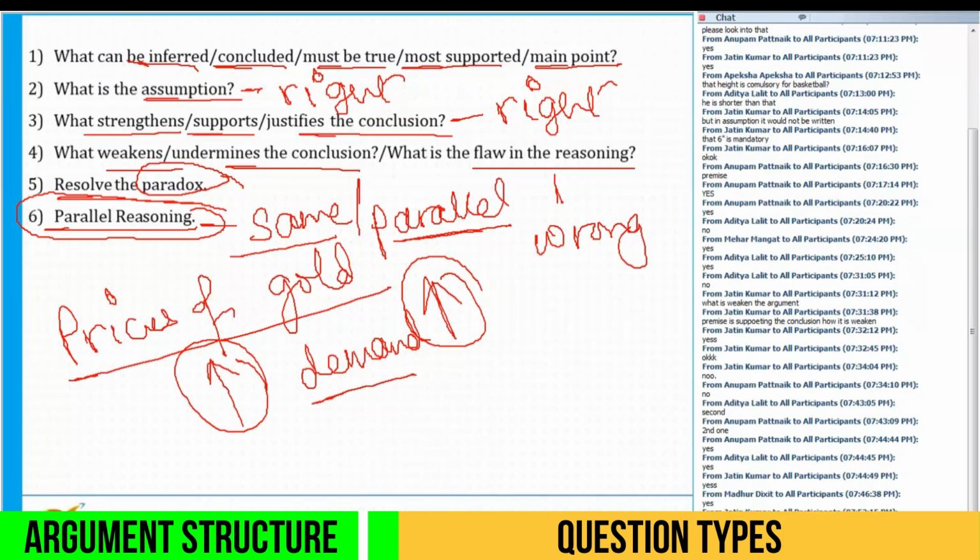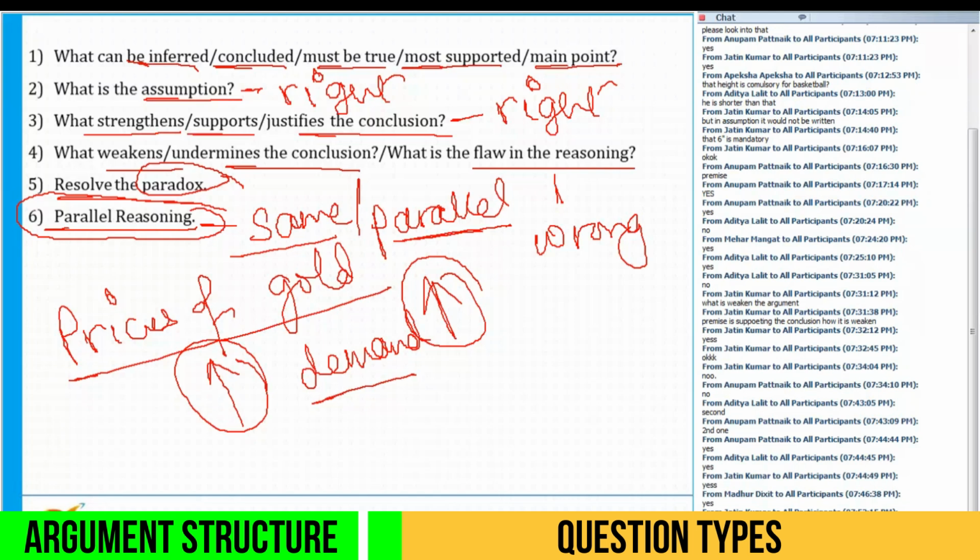Let me show you some questions. 5 point, that is paradox. Resolve the paradox questions. These kinds of questions will talk about a situation where something very surprising is happening.